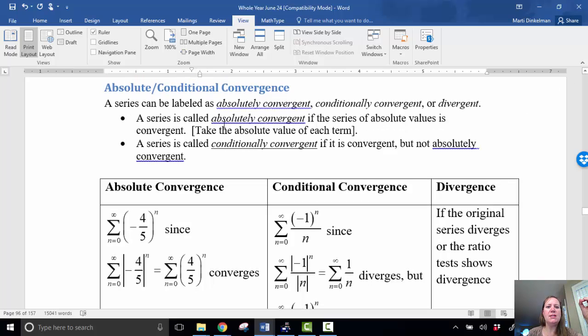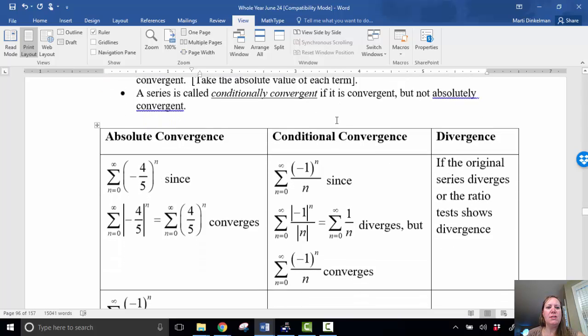So really, if something is absolutely convergent, basically if I take the absolute value of the series, I get a converging result, even with the absolute values around there. If it normally converges, but when I throw those absolute values around there, it doesn't, then that's called conditional. The condition being that you're not allowed to take the absolute value of it.